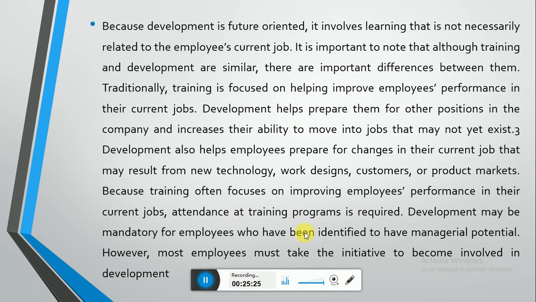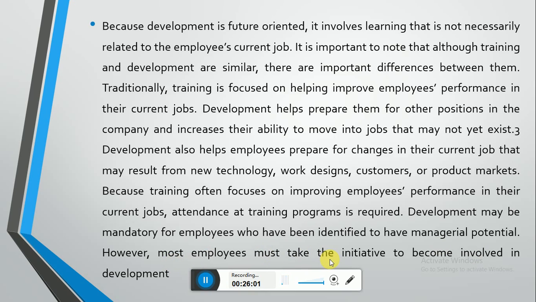Because training often focuses on improving employees' performance in their current job, attendance at the training program is required. Development may be mandatory for employees who have been identified as having managerial potential. So you see certain of your employees are very talented, they have good qualifications, they are willing to develop, they are willing to study, they are very hard-working individuals. Definitely in companies they see that these are our future managers, these are our future leaders, these are our future CEOs. So that's why they invest money, they invest time in this.